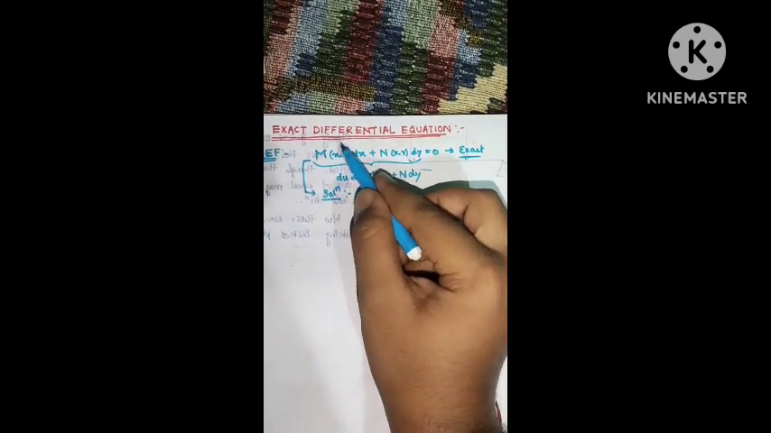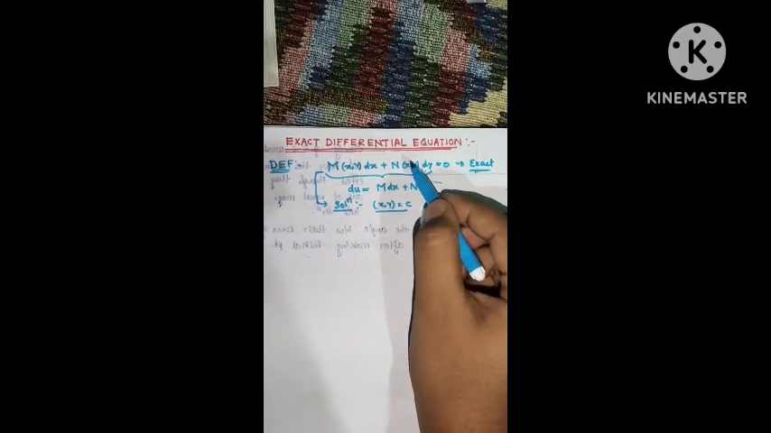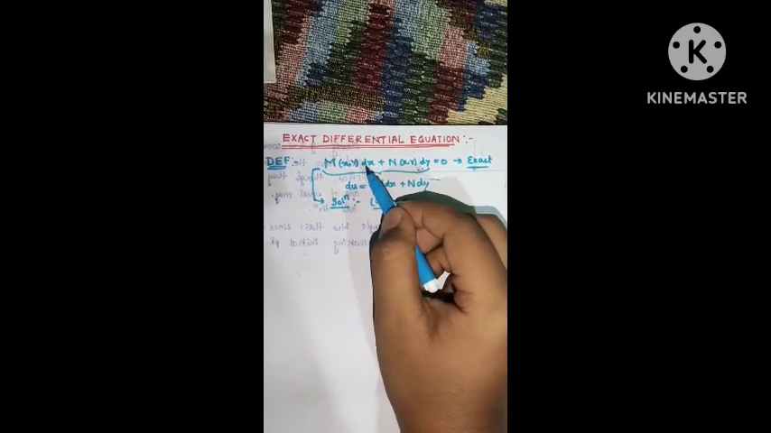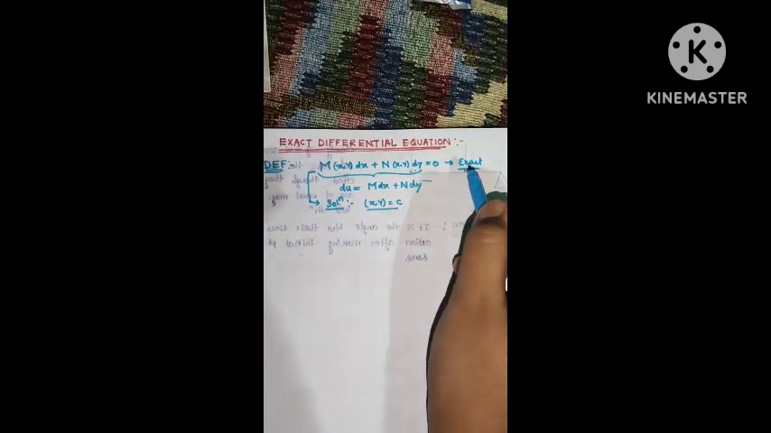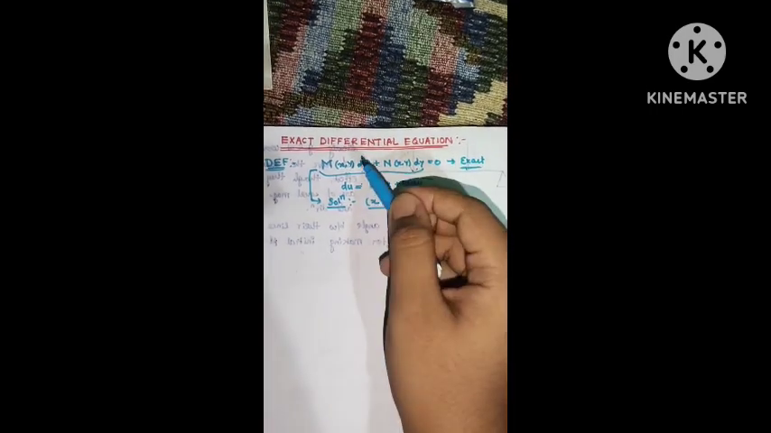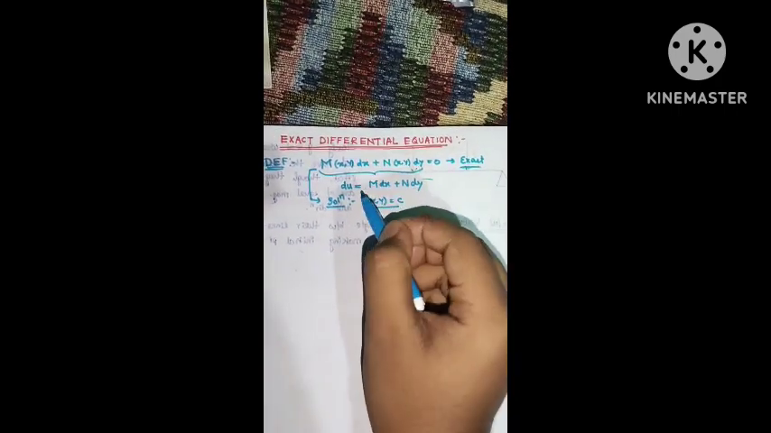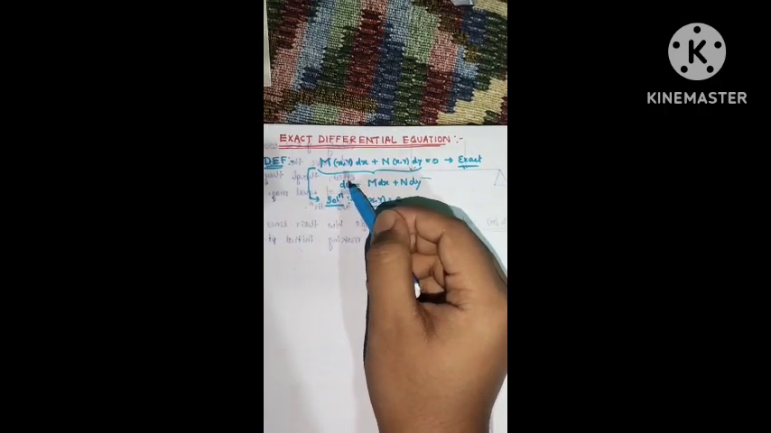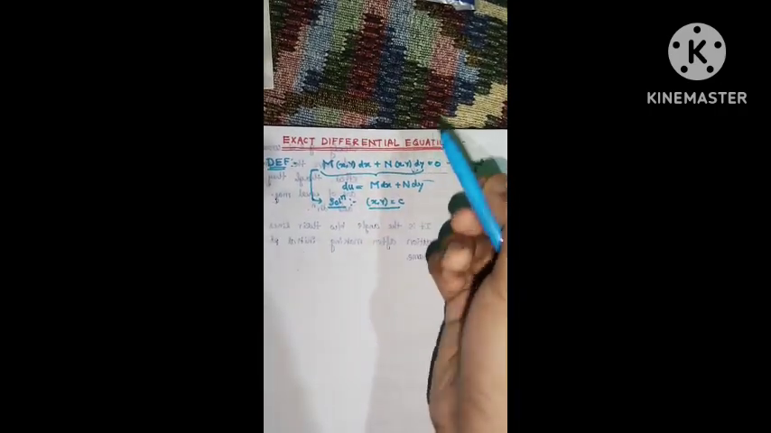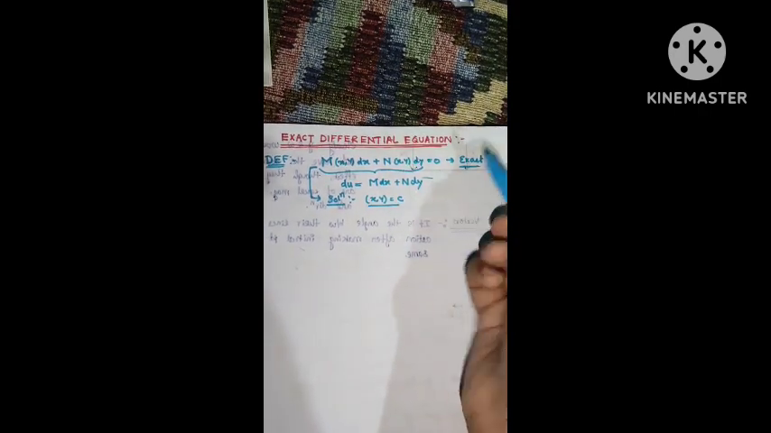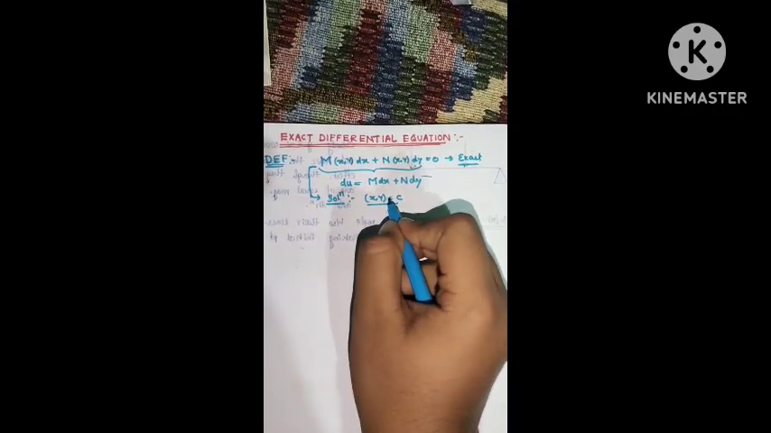So M is a function of x and y, and N is also a function of x and y. These are related such that M dx plus N dy is equal to 0. This whole equation would be called an exact differential equation if the left hand side M dx plus N dy can be expressed as the exact differential of some other function u. This is the condition for such a differential equation to be exact, and its solution would be u of x comma y is equal to c.